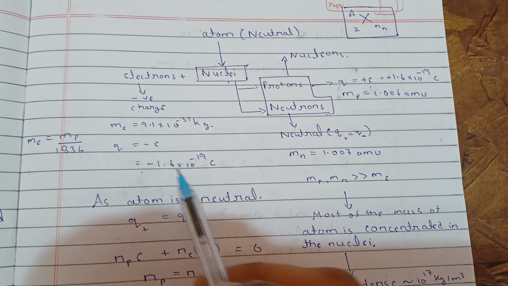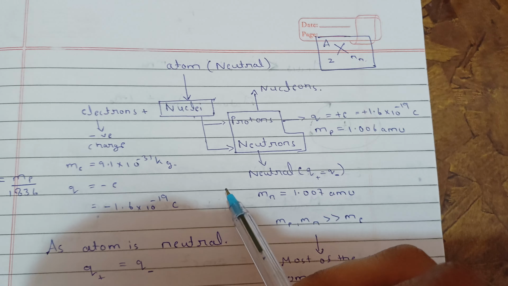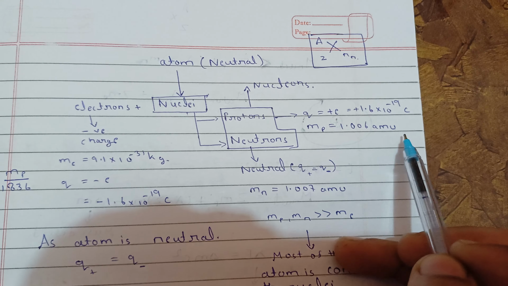And if we talk about the nucleus, it contains protons and neutrons. The proton has a charge of +e, equal in magnitude to the electron's, but positive. The mass of the proton is 1.006 AMU, that is atomic mass unit. We will understand more about it later.